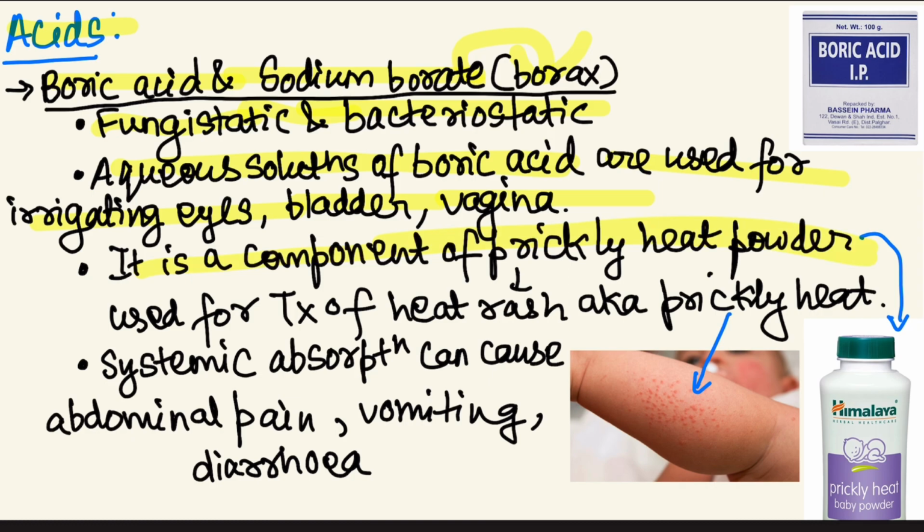So prickly heat is basically an itch which is associated with heat, so it is called heat rash, and the prickly heat powder is used for the management of this heat rash, of which boric acid is a component. Next, systemic absorption of boric acid can lead to abdominal pain, vomiting and diarrhea.